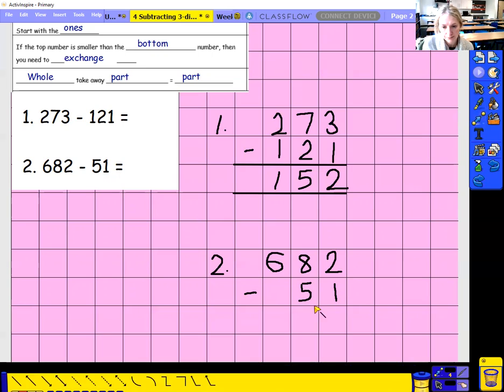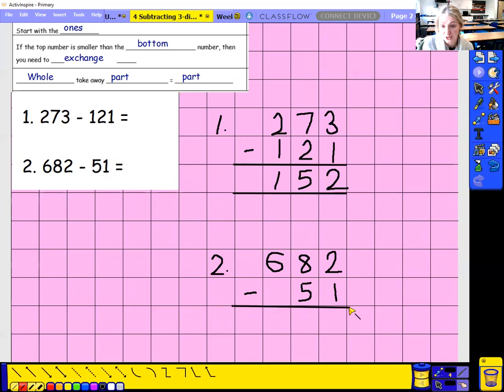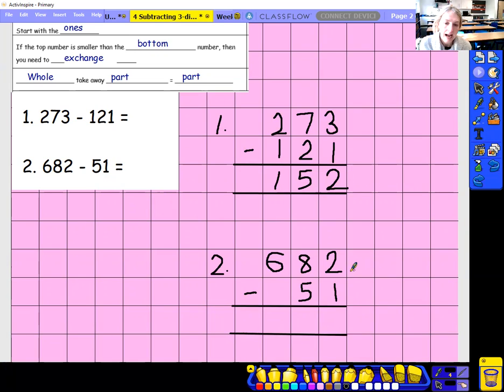Get my ruler again, or whatever else you're using as your ruler. Draw some really nice, neat, straight lines. And then I'm going to start with my ones. 2 take away 1 is 1. 8 take away 5 is 3. And 6 take away nothing. There are no hundreds. So I've still got 6 hundreds left, which is 6. 682 is my whole. Take away 51 is a part. Leaves me with the other part, which is 631.